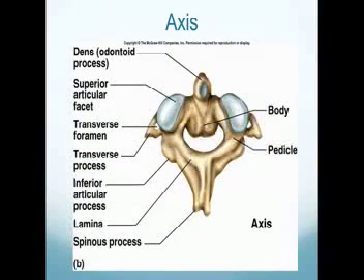Now, with the axis, once again, there are some features you're going to need to know here, such as the dens, or the odontoid process, and the superior articular facets, which articulate with the inferior articular facets of the atlas. Once again, transverse foramen, and then the transverse processes, inferior articular facets, and you have your lamina, the spinous process, the pedicles, and then the body. This is where we start seeing body formation.